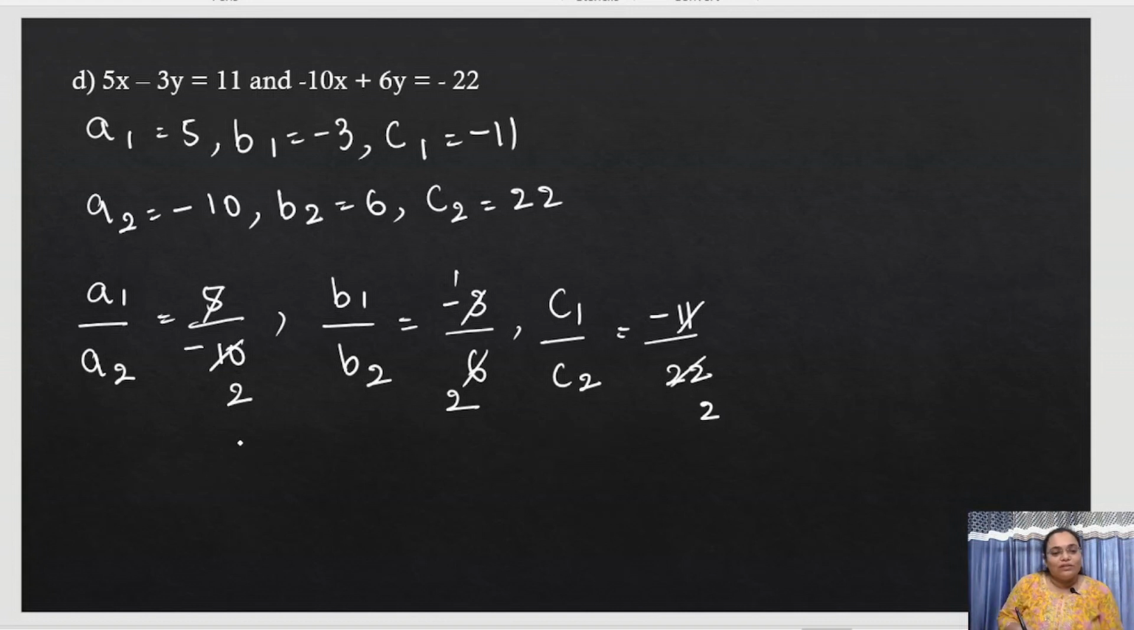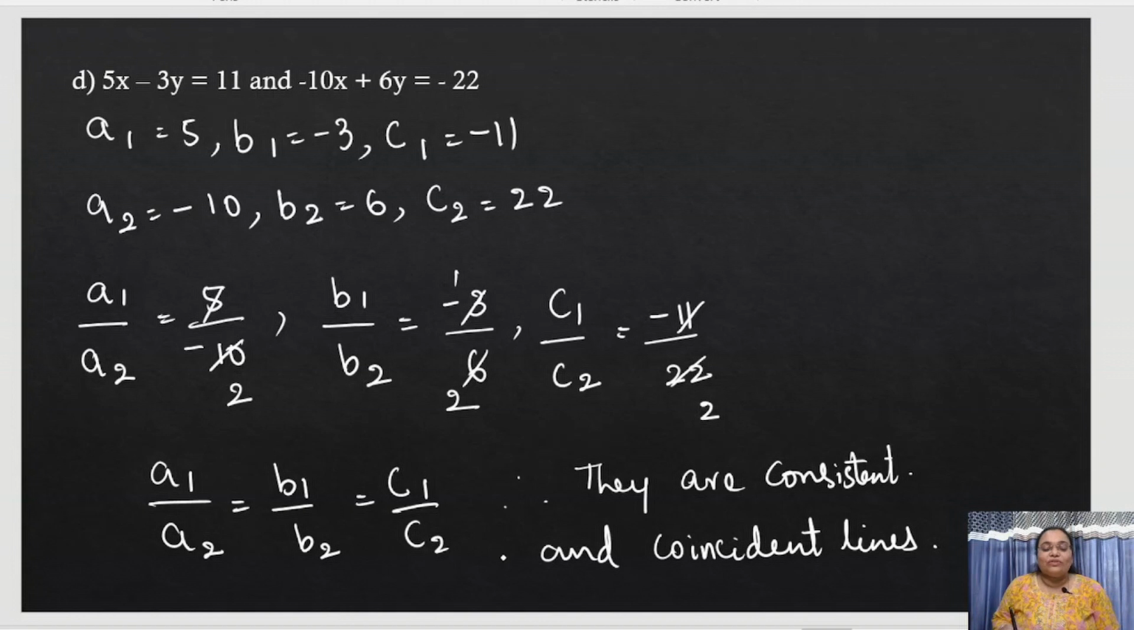So seeing all the ratios, we can say that A1 by A2 is equal to B1 by B2 is equal to C1 by C2. So therefore, they are consistent and coincident lines. So coincident lines have infinitely many solutions. Okay, clear? Now let us plot the graph.